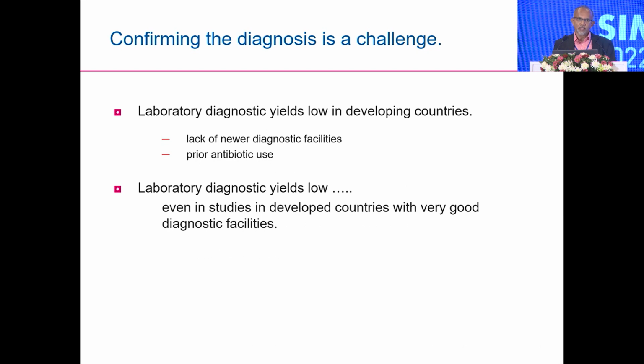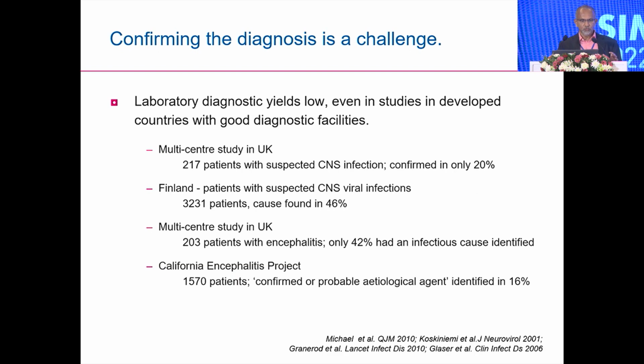But if we look at the data a little more carefully, if we look at unselected samples of patients who presented, just like the patient we talked about, unselected patients with the presumed CNS infection, many of the studies, even in the developed countries with very good diagnostic facilities, still have low diagnostic yields. Just to give you a few examples. First one, a multi-center study in UK, more than 200 patients, they were able to confirm a diagnosis in only about 20%. Large study from Finland, less than 50%, they were able to come to a diagnosis.